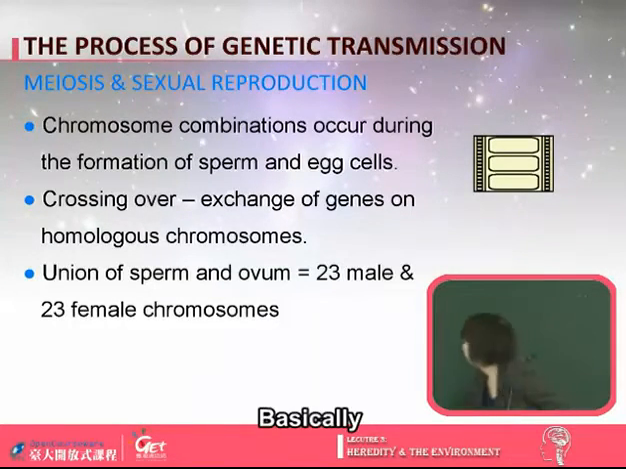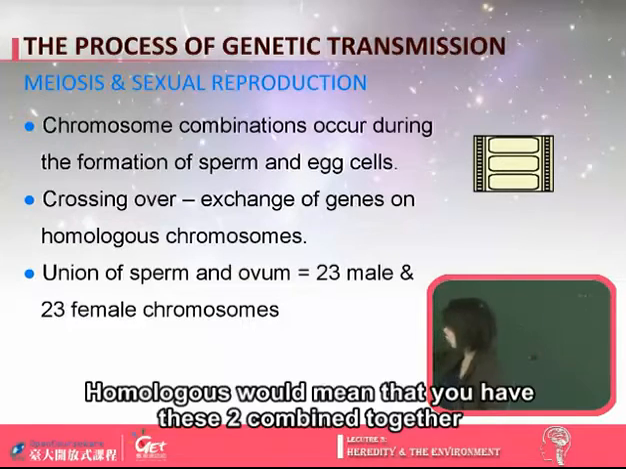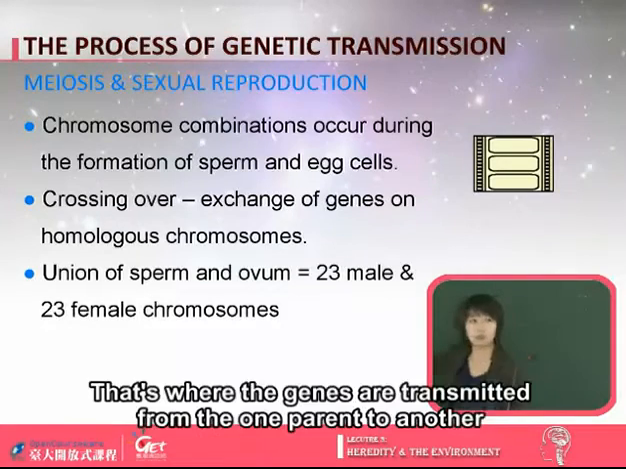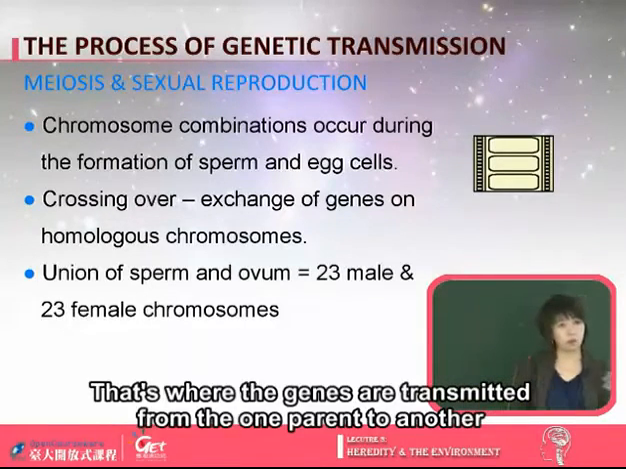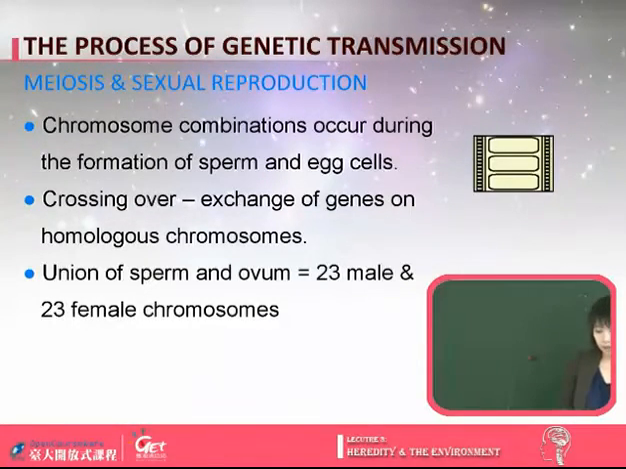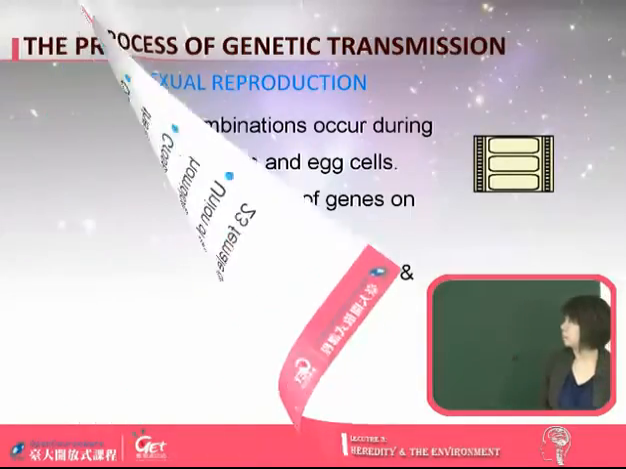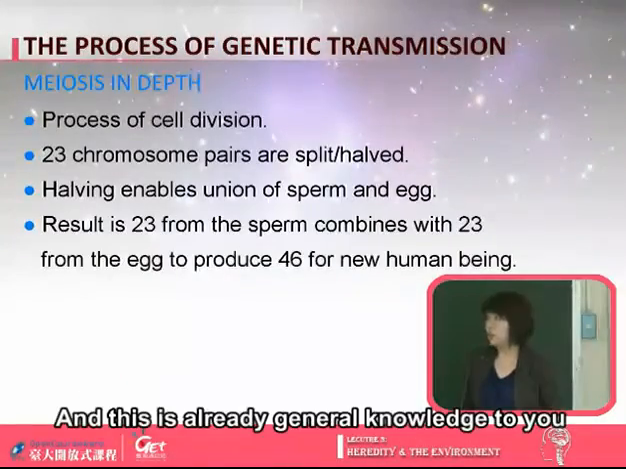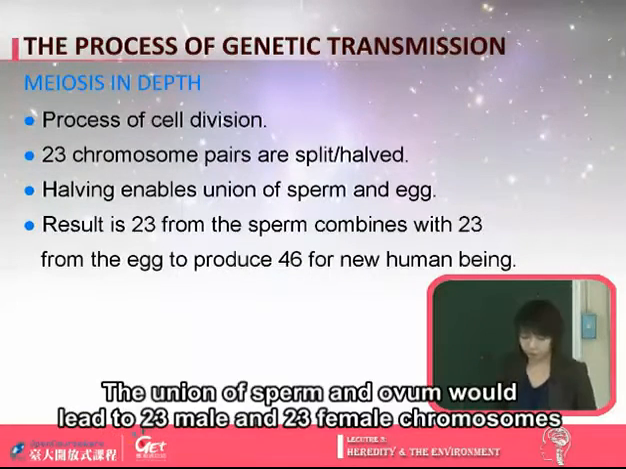Okay, basically homologous would mean that you have these two combined together. And when they combine, that's where the genes are transmitted from the one parent to another. And this is already general knowledge to you. The union of sperm and ovum would lead to 23 male and 23 female chromosomes.